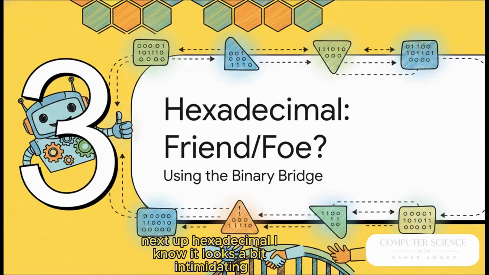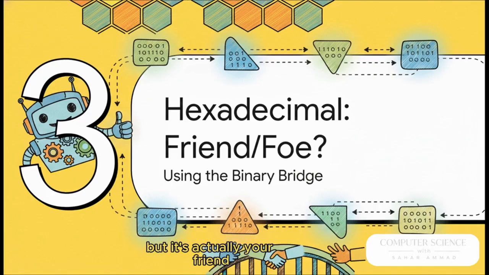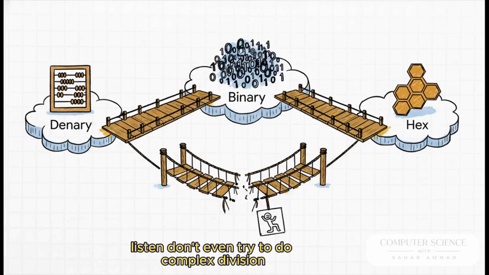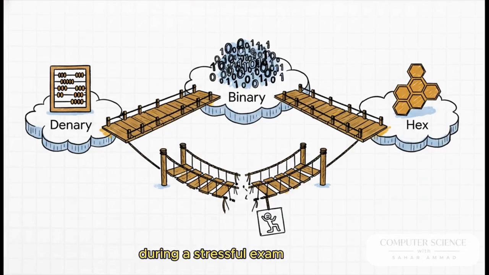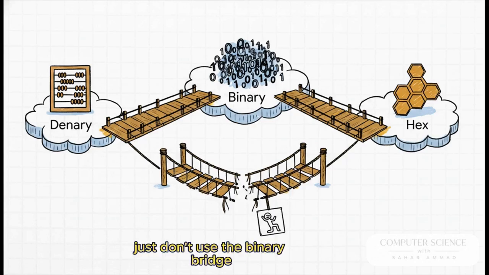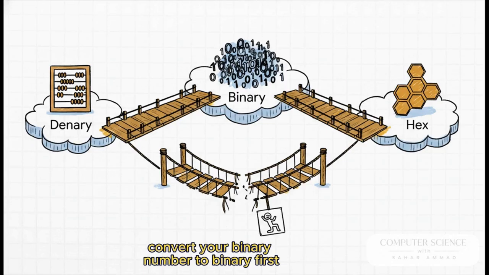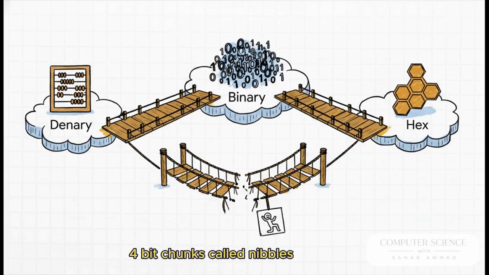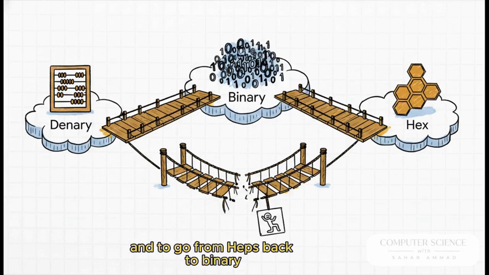Okay, next up, hexadecimal. I know it looks a bit intimidating with that mix of numbers and letters, but it's actually your friend, I promise. We just need a reliable way to handle it, especially under exam pressure. Listen, don't even try to do complex division or multiplication by 16 in your head during a stressful exam. Just don't. Use the binary bridge. It's foolproof. Convert your denary number to binary first, then you just group that binary string into little 4-bit chunks called nibbles, and that gives you your hex. And to go from hex back to denary, you just do the exact same thing in reverse.